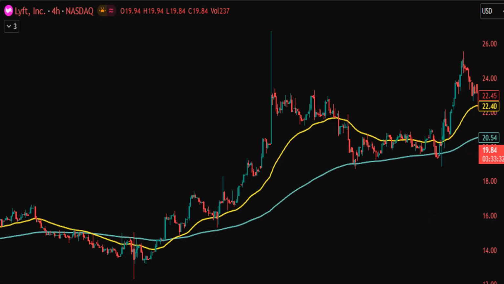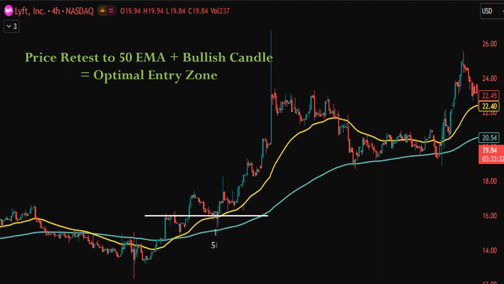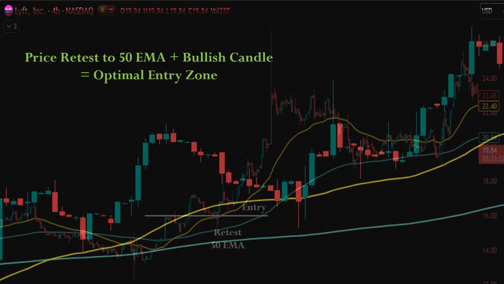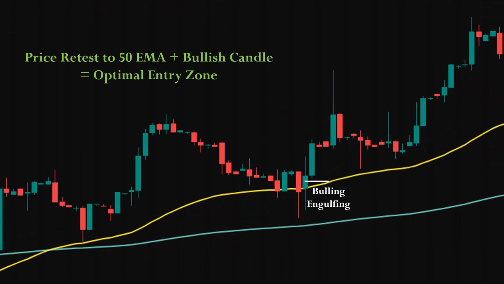The real entry comes when price pulls back to the 50 EMA and gives a confirmation candle, like this bullish engulfing candle or this pin bar. This filters out fakeouts and late entries. Because the next strategy, it's what day traders use to catch fast moves before anyone else notices.